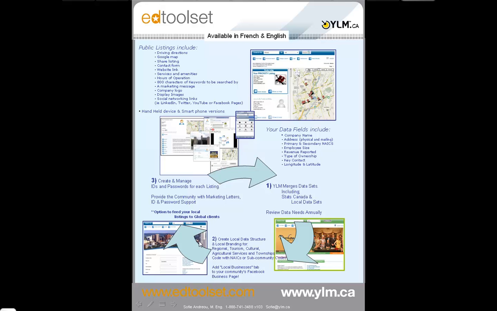After it's all created, we manage all the IDs and passwords for each business listing in your organization, in your community, and they can have support from us by emailing us if they've lost their IDs and passwords. We also give marketing letters out to each community with the IDs and passwords merged into them, so you can send that out to your businesses. And then of course businesses start updating the data.